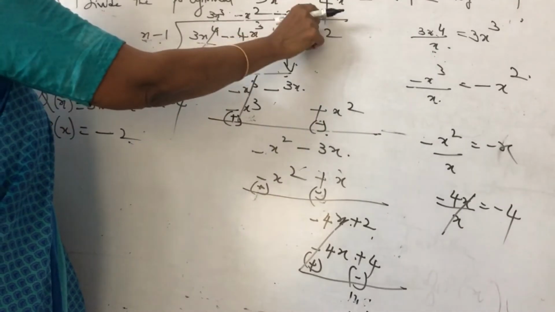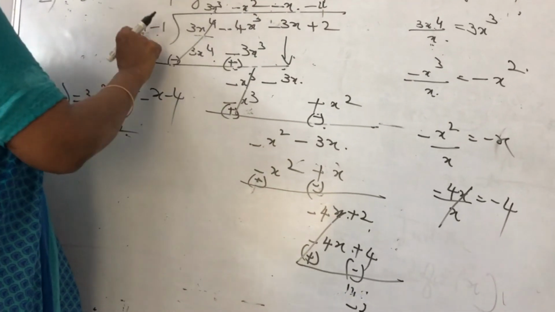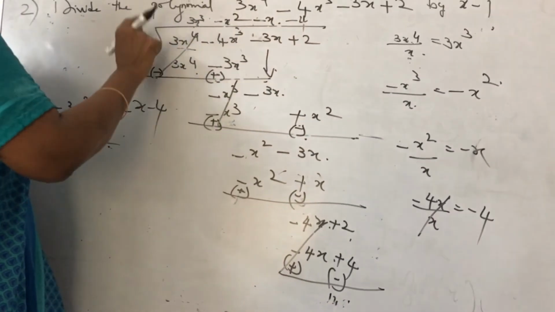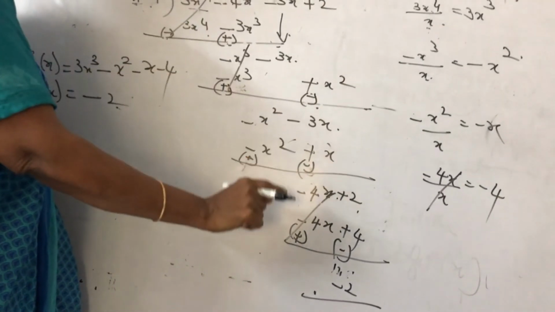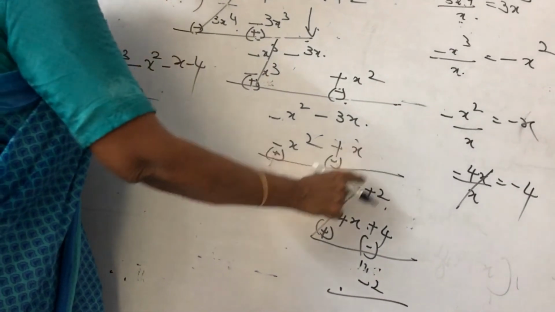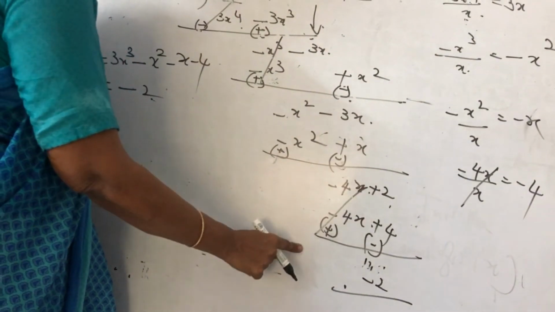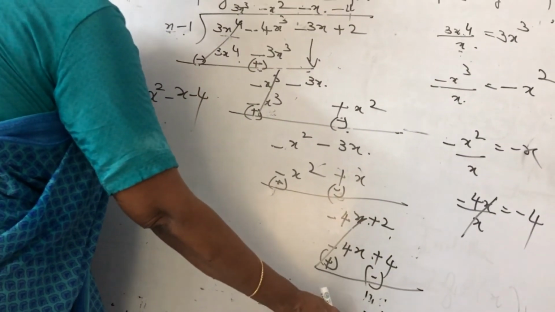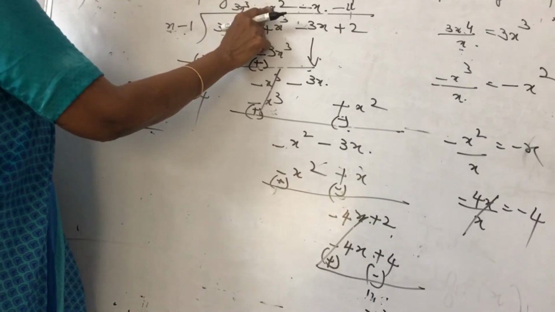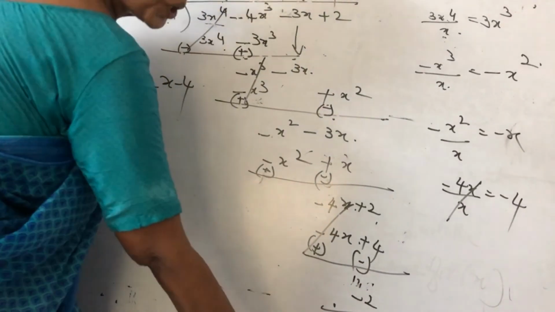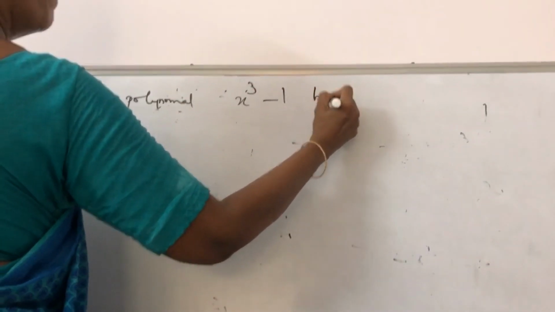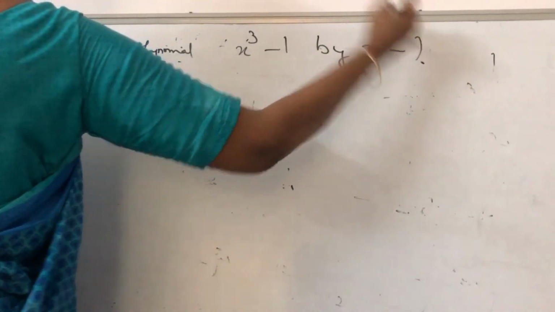Plus into minus, minus. 4 into x, 4x. Minus into minus, plus 1 into 4, 4. Cancel. 2 minus 4, minus 2. This is your remainder and this is your quotient. Next sum: x cubed minus 1 by x minus 1.